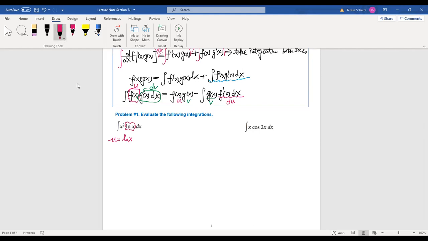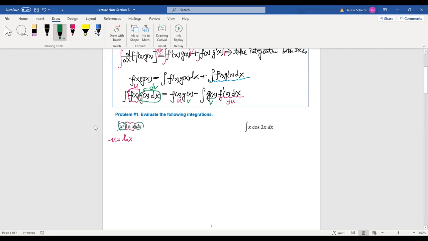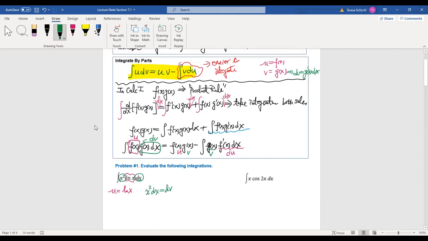So now what happened to my remaining? I have a remaining x squared dx, right? So everything inside the integration needs to be replaced. So I say x squared dx, I let this be equal to dv, right? So remember, it's u dv, that's our formula. So this whole thing really changes the integration into u dv here. U is natural log x, dv is x squared dx here.